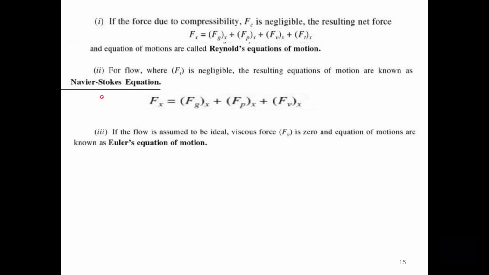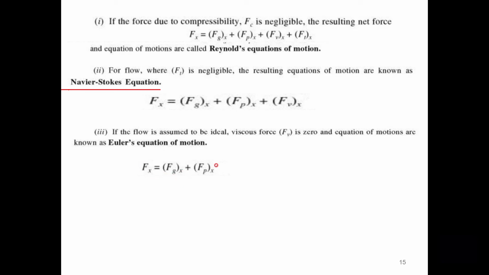And one more scientist also studied fluid motion, and he neglected the turbulence. He obtained the equation considering only three forces: gravity, pressure, and viscous, and this equation is known as the Navier-Stokes equation. And one more comes, who considered the fluid as ideal, meaning it doesn't have any viscosity. Since viscosity is zero, viscous forces will not be present, hence the resulting equation is known as Euler's equation of motion, and Euler has considered only two forces, that is gravity and pressure.